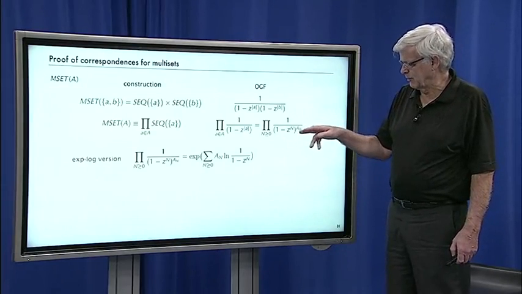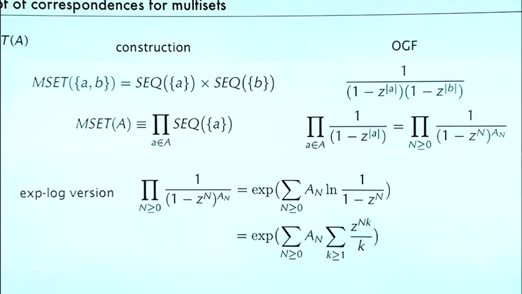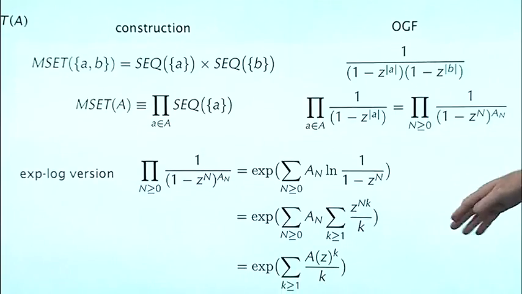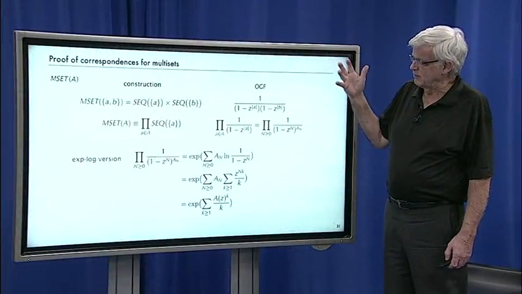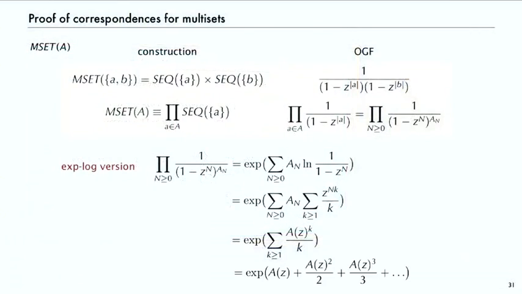So that's, again, the first way to express the generating function for the multiset class. Or again, we can do an exp-log version where we write it as e to the sum of a_n log of 1 over 1 minus z to the n, which is a double sum if we expand the log. But then if we switch the order of summation, we get e to the sum over k bigger than 1 of A(z^k) over k. So that's the proof of correspondences for multisets. And again, that's easily done just by writing that sum out.